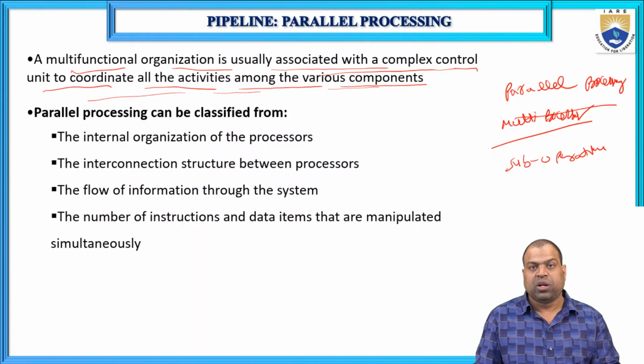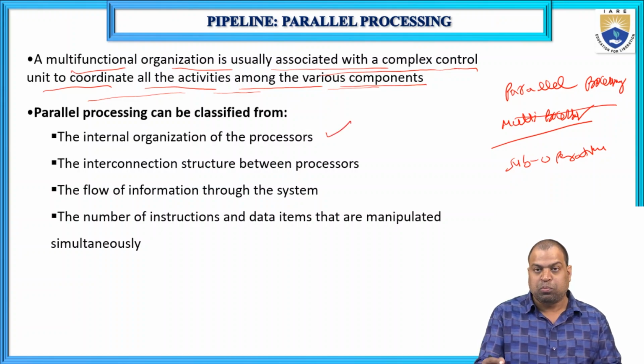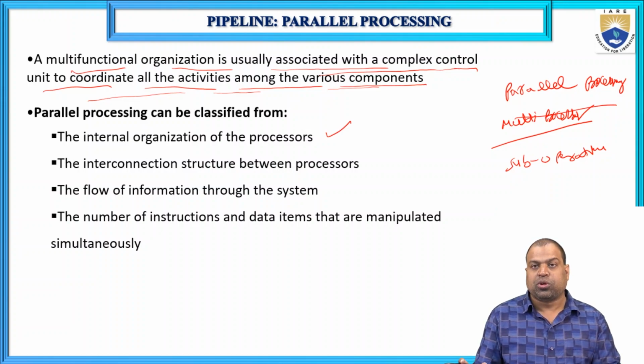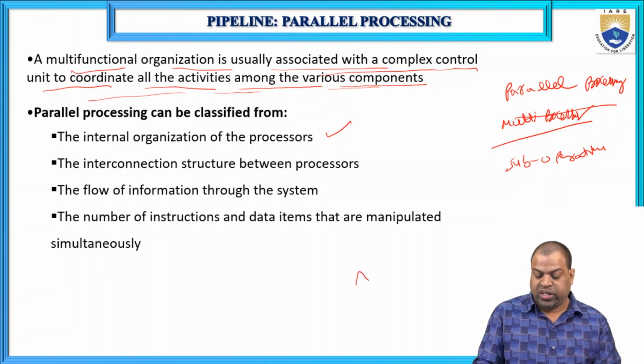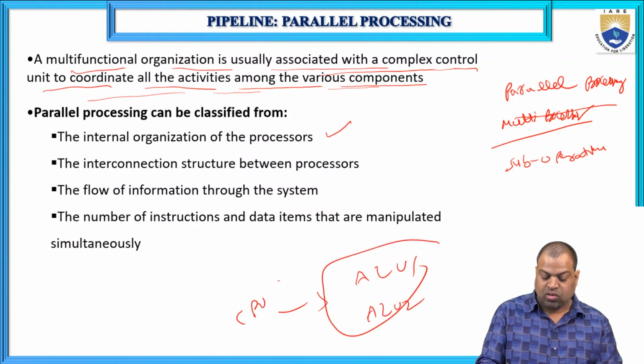So parallel processing can be classified from the internal organization of the processors. So how many processors are you using? Suppose in my system 4 processors are there, means 4 ALUs. So parallelly 4 are possibilities. Suppose I have 2 ALUs, so parallelly 2 are possibilities. And the interconnection structure between the processors. So ALU 1, ALU 2, all are interconnected with the CPU. Okay, and with multiprocessors.